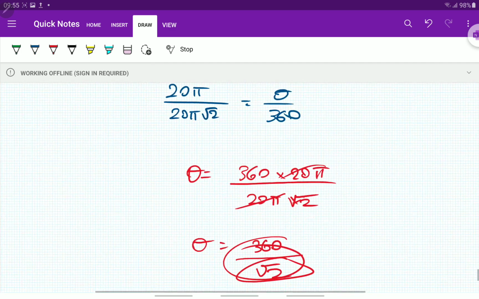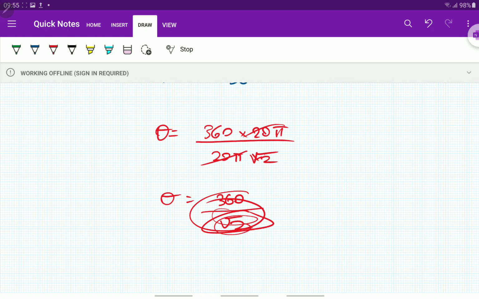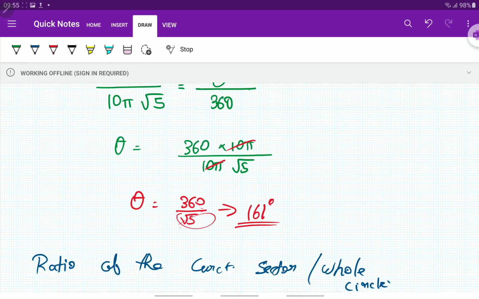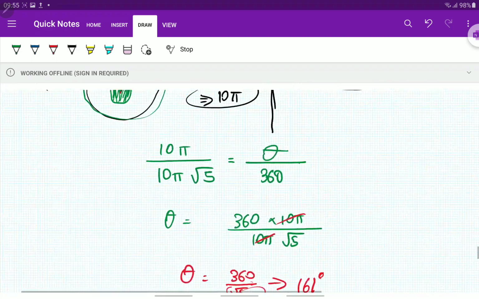So if you notice in both these cases, it's just this root that gets left behind. But I'm not trying to teach you any shortcuts in this video, but that is basically how you answer that question.